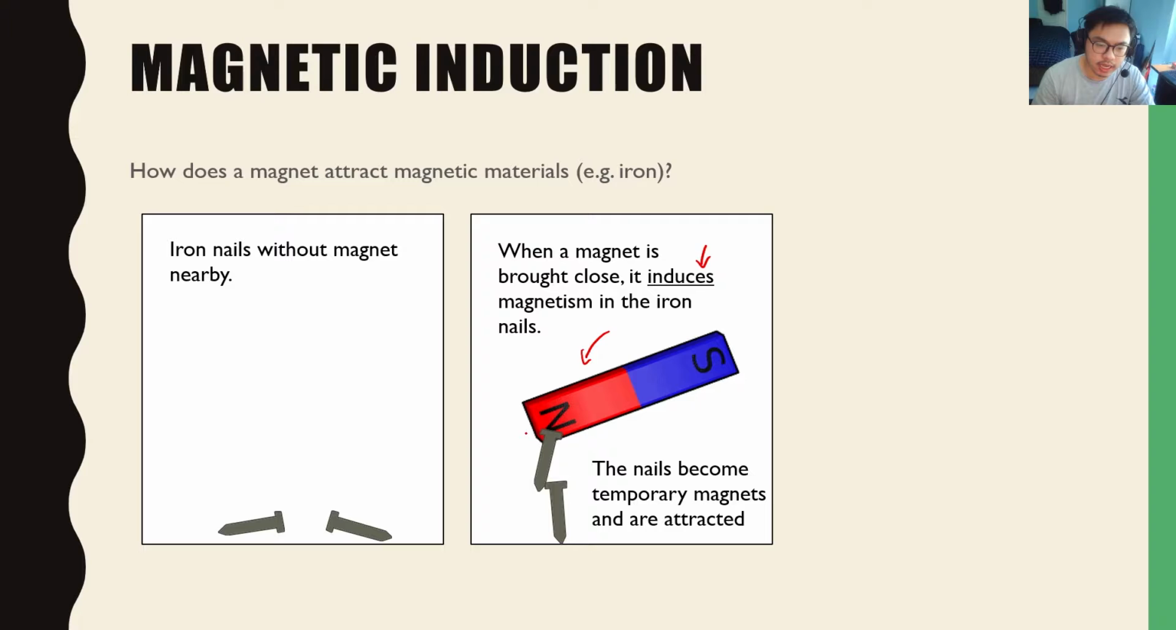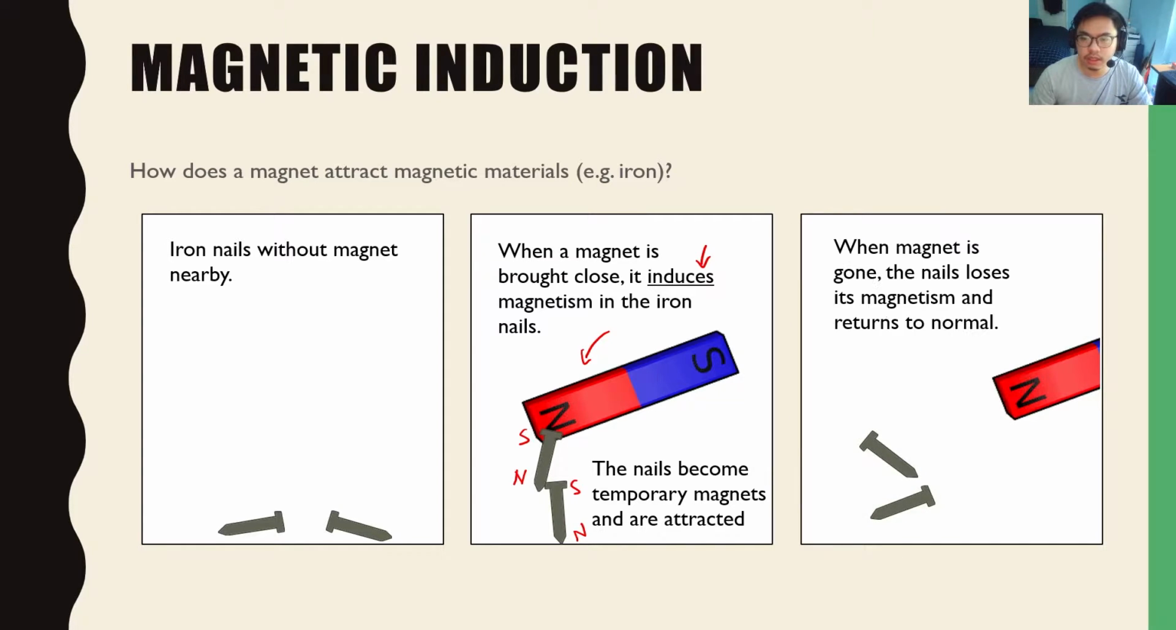So for the first iron nail here, the top part will become the south pole, the bottom part will become the north pole, and same thing for the iron nail at the bottom. And this will be arranged in a way that there will be attraction. So you can see north will be attracted to the south, and this end of the north pole would be attracted to the south end of the other nail. And so that's why they are attracted.